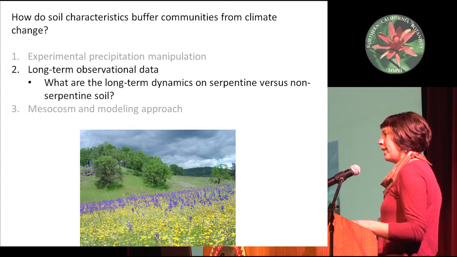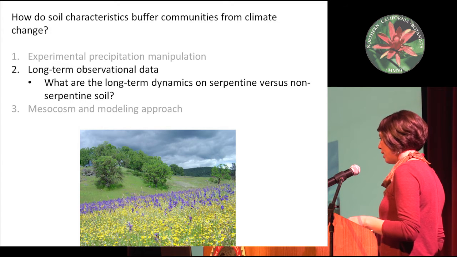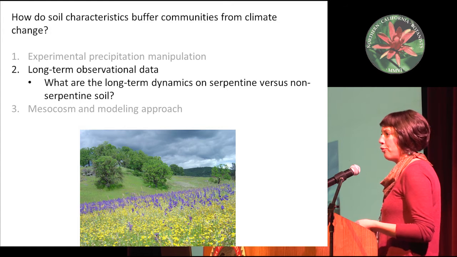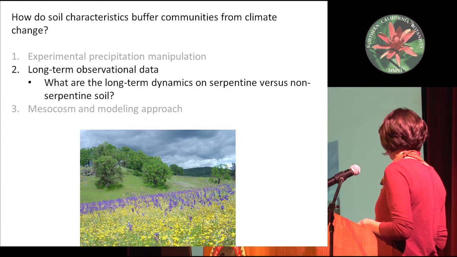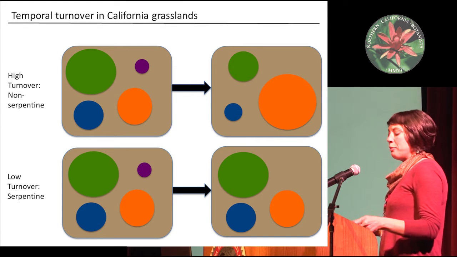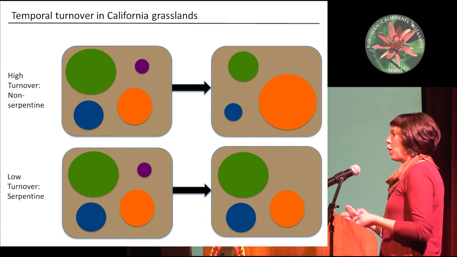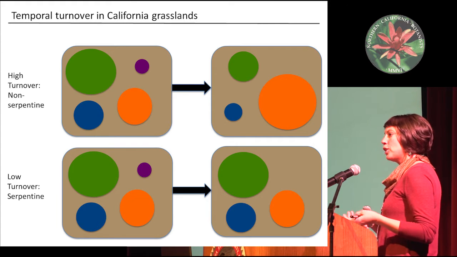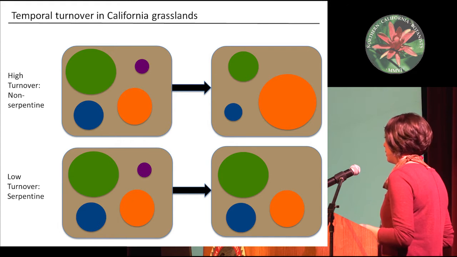And so I took those data and I analyzed them by measuring how much turnover over time was, and I'll explain that. So what I mean by turnover is change in species composition from one year to the next, not just in the identity of the species, but in their relative abundance.